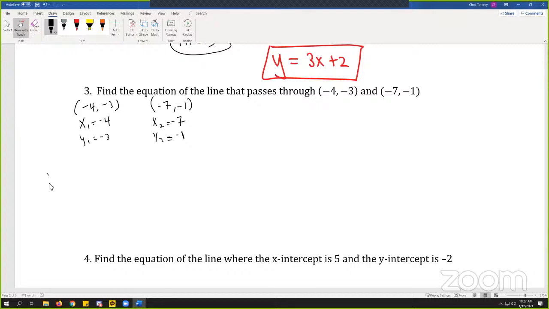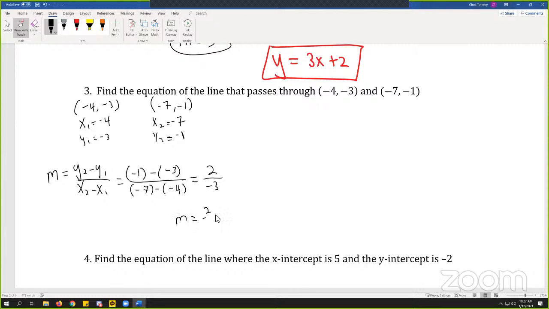Once we have that down, we can plug it into our slope formula: y2 minus y1 over x2 minus x1. y2 is -1 minus y1, -3, over x2 is -7 minus x1, which is -4. Solving that out, -1 minus -3 is going to give me +2. -7 minus -4 is going to give me -3. And so my final slope is just -2 over 3.